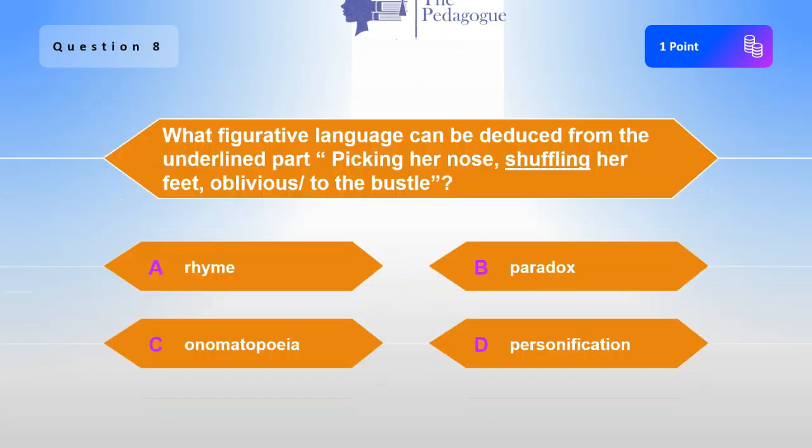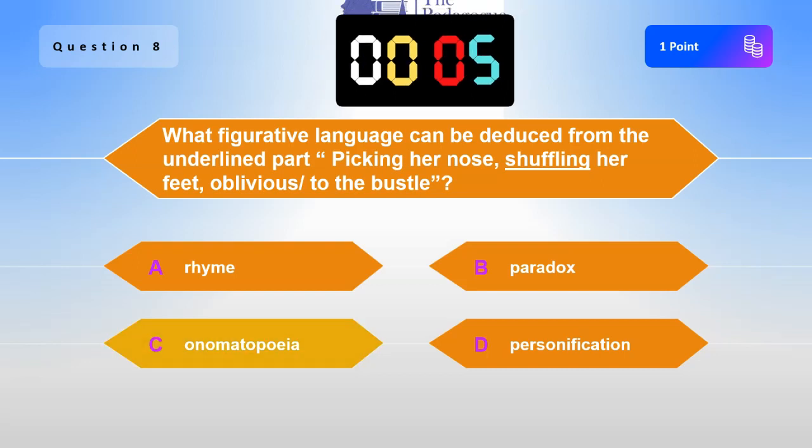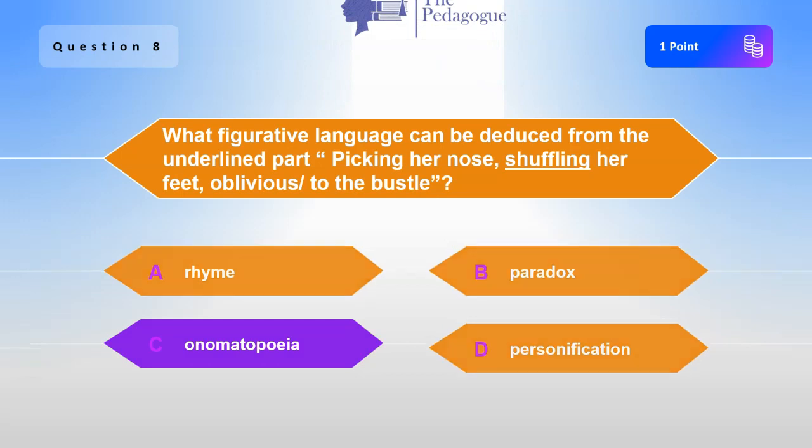What figurative language can be deduced from the underlined parts? "Picking her nose, shuffling her feet, oblivious to the bustle." A. Rhyme, B. Paradox, C. Onomatopoeia, D. Personification. The answer is C. Onomatopoeia.